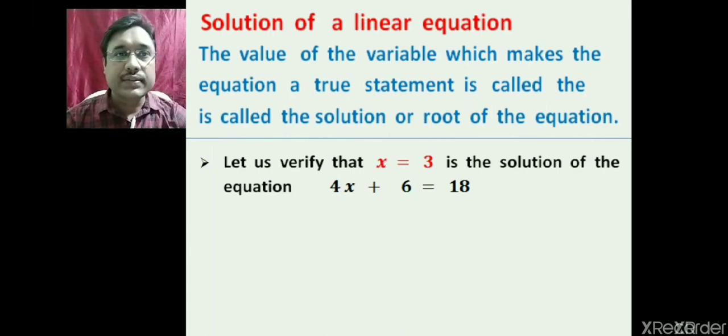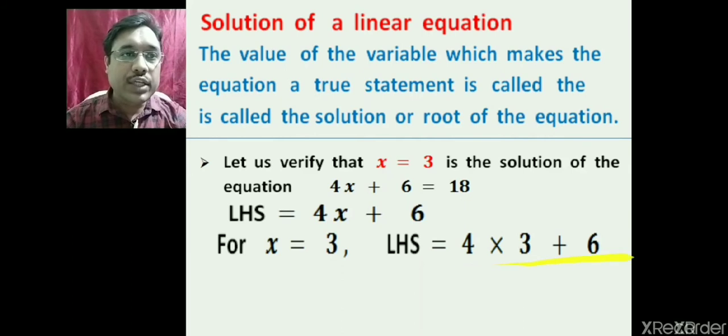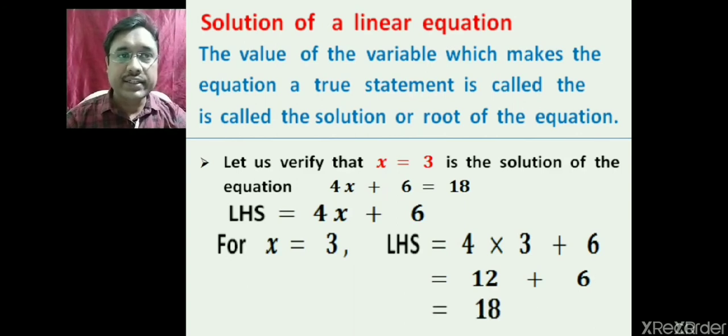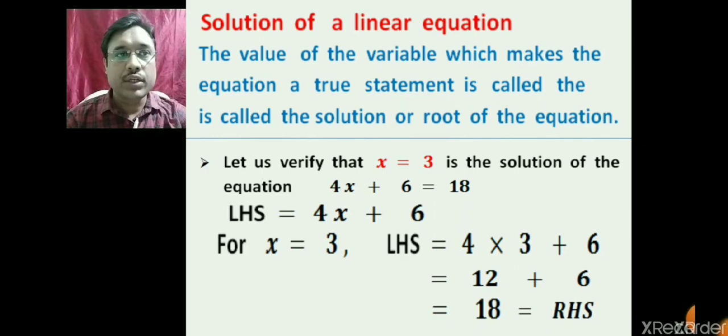4x plus 6 equals 18. We will put the value of x here. The LHS part is 4x plus 6. So x equals 3, then 4 into 3 plus 6. That will give 12 plus 6, that means 18. So the value of LHS is 18, which is equal to the RHS. The RHS value is also 18 only. So x equals 3 satisfies the equation. That means x equals 3 is the solution or root of the equation.